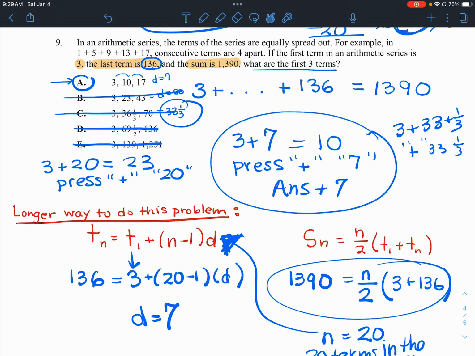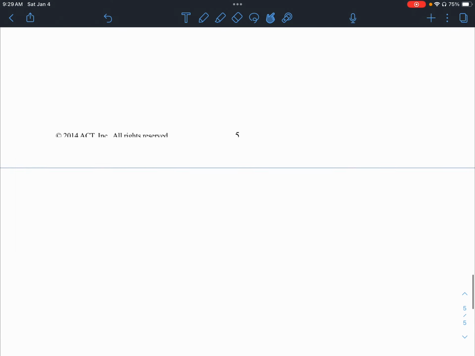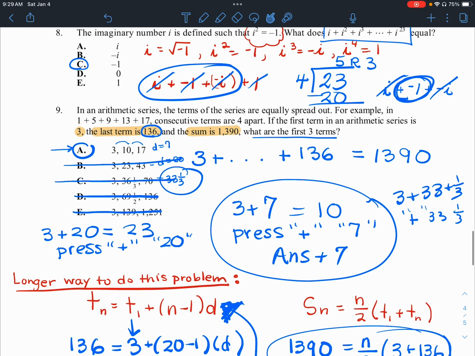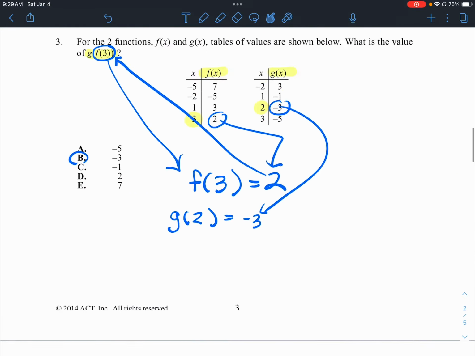Okay, so again, that was tricky, that was challenging. But those are the answers to those 9 very tricky college algebra ACT questions.